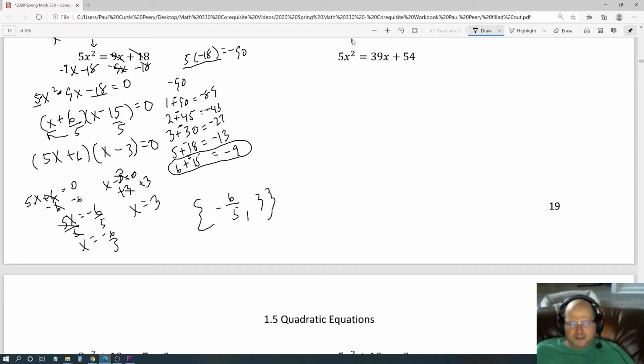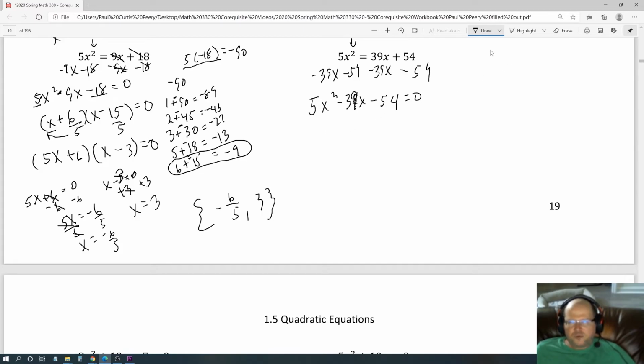Again, we have a quadratic. We know because we have a square right there. If we want to solve it through the zero factor property, the first step is set it equal to 0. All right, so minus 39x plus, oh, sorry, minus 54. There we go. So minus 39x minus 54. All right, that gives me a 5x squared minus 39x minus 54 equals 0.